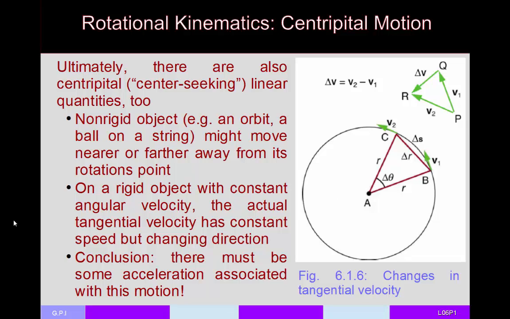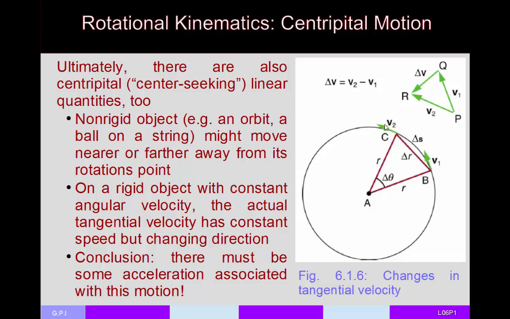Okay, but if you have a rigid object, and that rigid object has a constant angular velocity, then the tangential velocity has a constant speed but a changing direction. So you can see that in this diagram. Here is the tangential velocity at point B. Here is the tangential velocity at point C. And as you can see here, this length of the vector is the same in both cases, but the direction has changed. So if that's true, that means that the velocity vector has undergone some change.